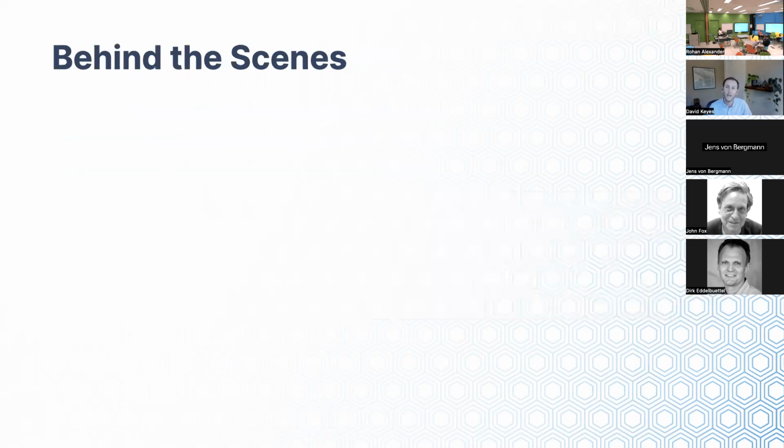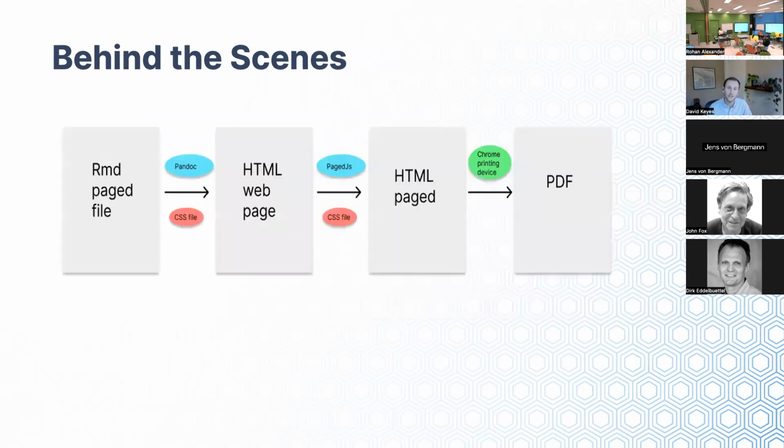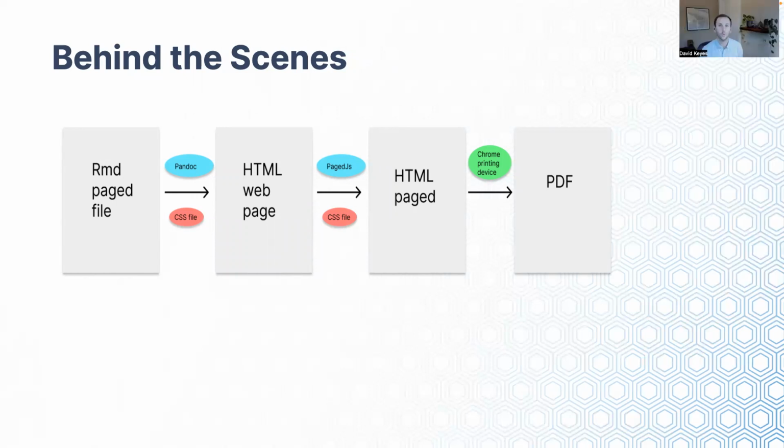Behind the scenes, what happens is it uses, again, the page.js library. You don't have to know anything about the page.js library. I know the absolute minimum, just enough to work with it. But what happens is you start with an R Markdown document. Pandoc and CSS convert it into an HTML web page. Then the page.js library uses the CSS file that you've made and lays it out as a paged HTML document. And I'll show you, you can actually open up the HTML document that you create. And then using the Chrome printing device, it converts it to a PDF.